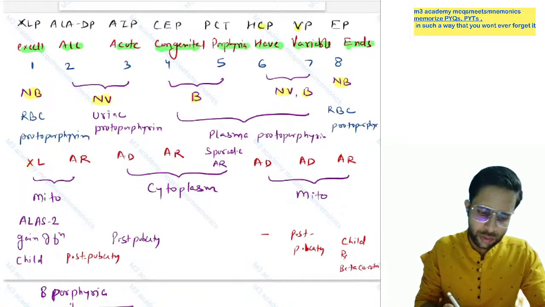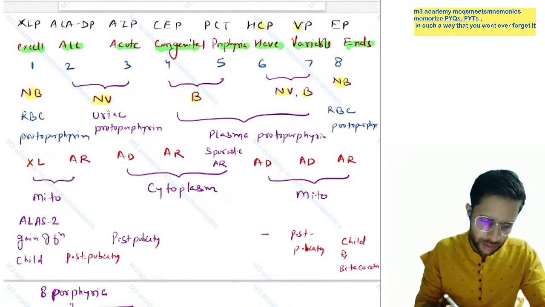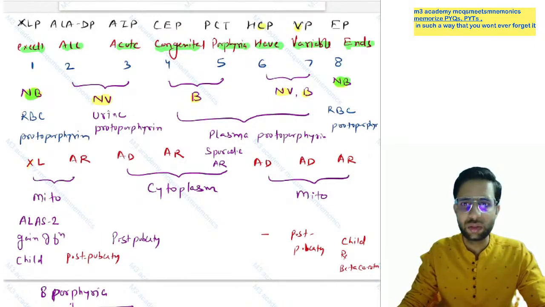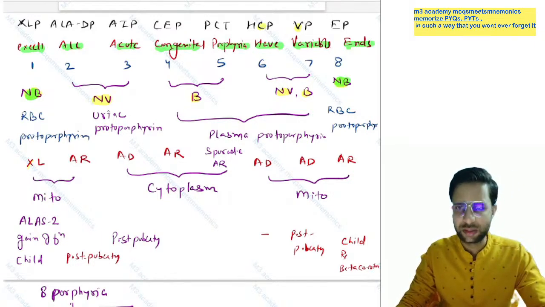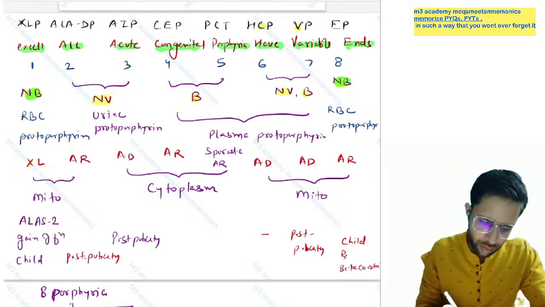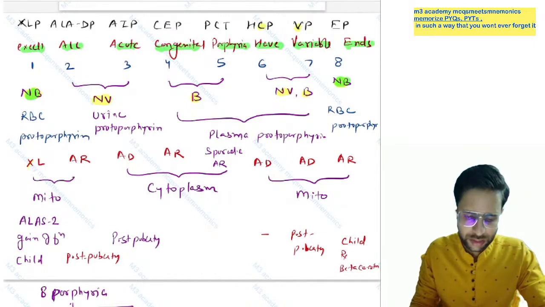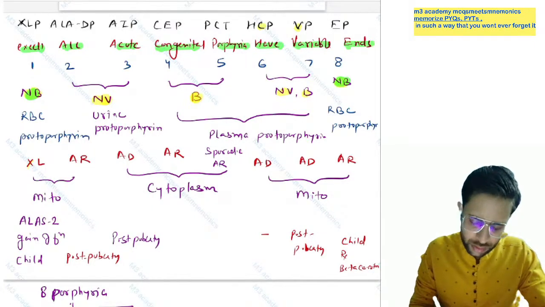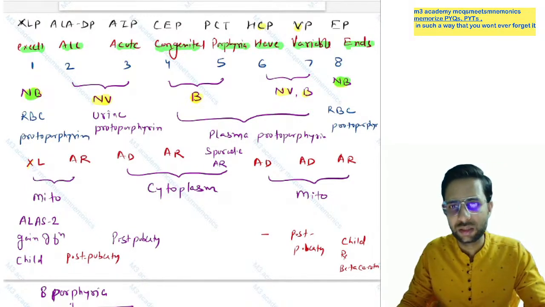So NB means non-blistering. The first one will be non-blistering and the last is also non-blistering. So XLP is non-blistering and EP is non-blistering. Just remember first and last are non-blistering. Now, the second and third have neurovisceral symptoms, and the fourth and fifth are blistering disorders, blistering symptoms.